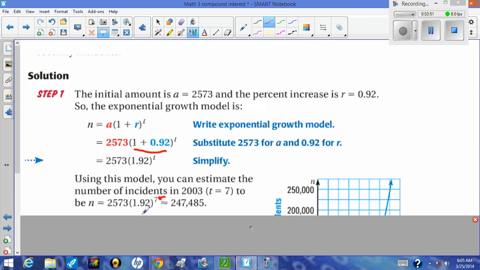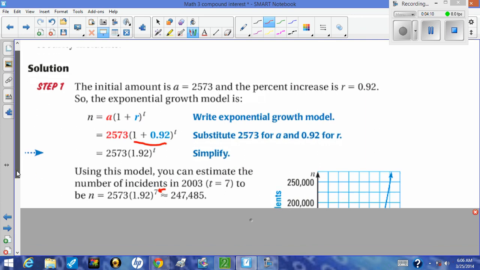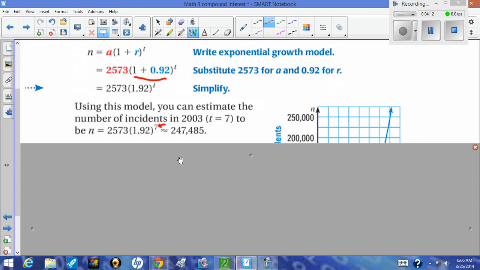Okay, this is a calculator problem. So you're going to type in 1.92 to the 7th power. Remember your order of operations. And then multiply it by 2,573. Again, calculator problem. That's approximately 247,485. Okay, the last step to our problem, after simple identification, substitution, and simplify with a calculator, is to graph.